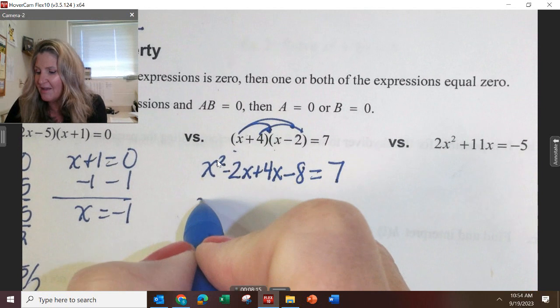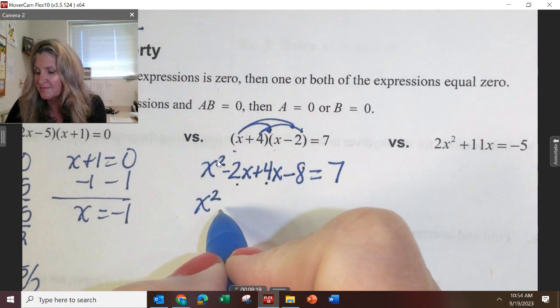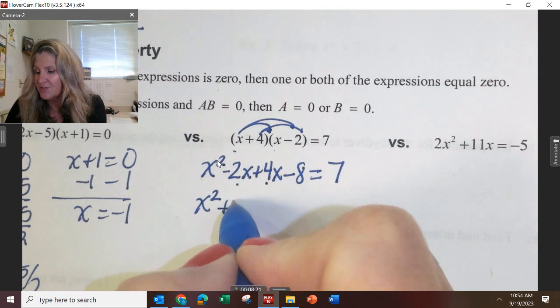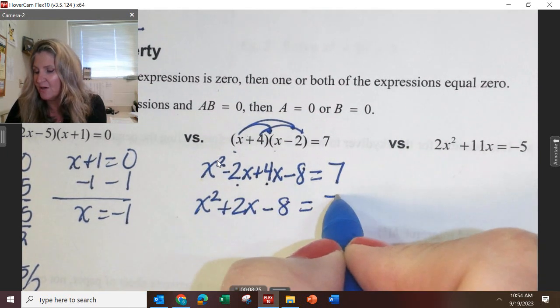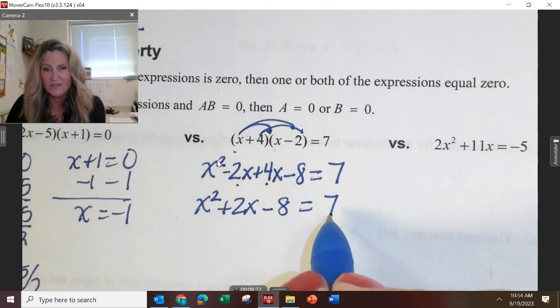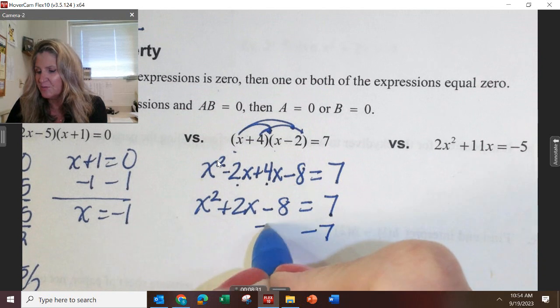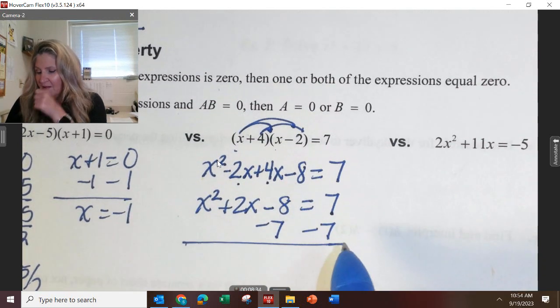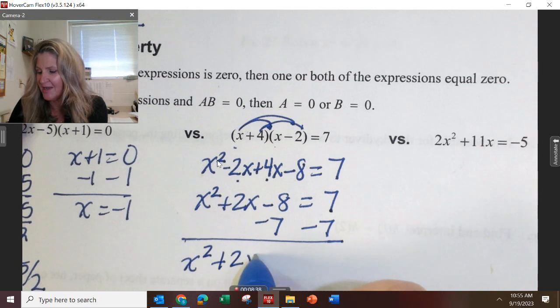So now I'm going to have x squared. What is -2x plus 4x? 2x. And then I have -8 still equal to 7. What did I say it's equal to? We need it to be 0. So subtract your 7. And so we have x squared plus 2x minus 15 equals 0.